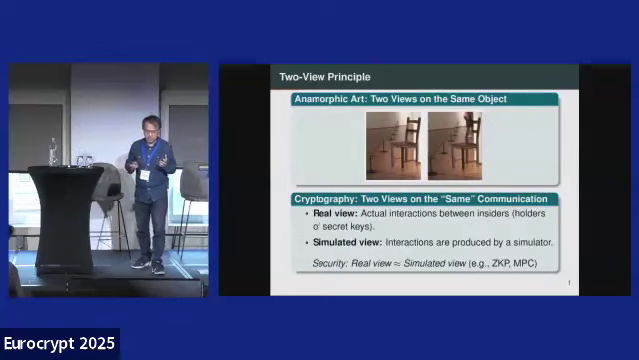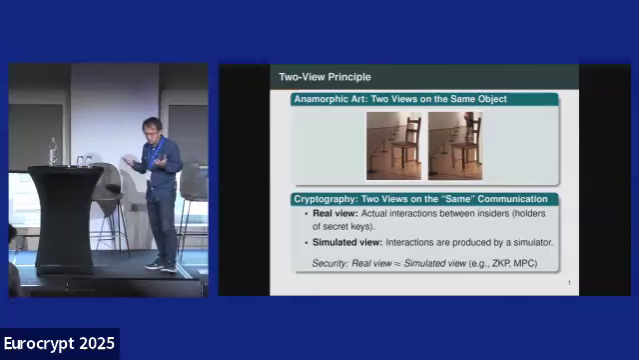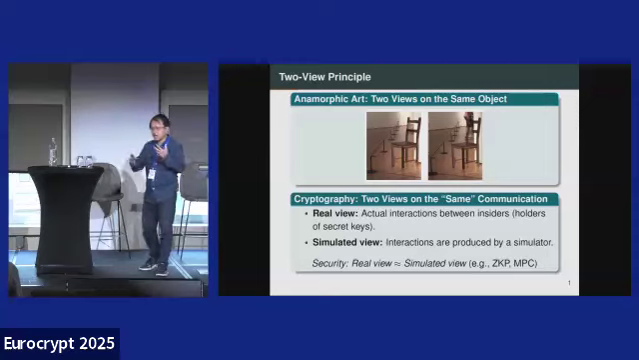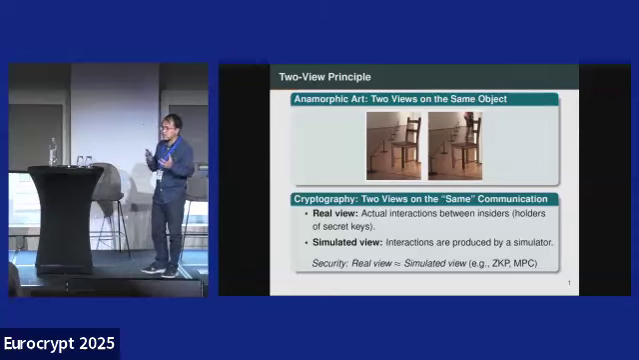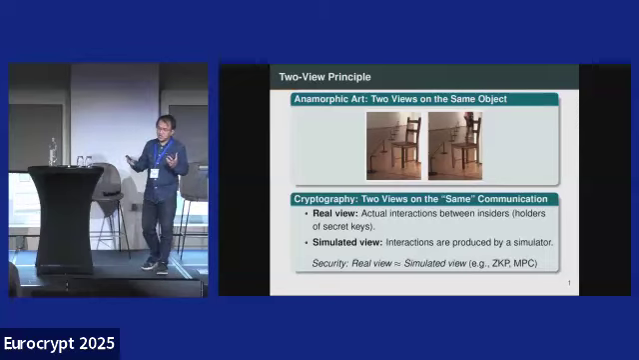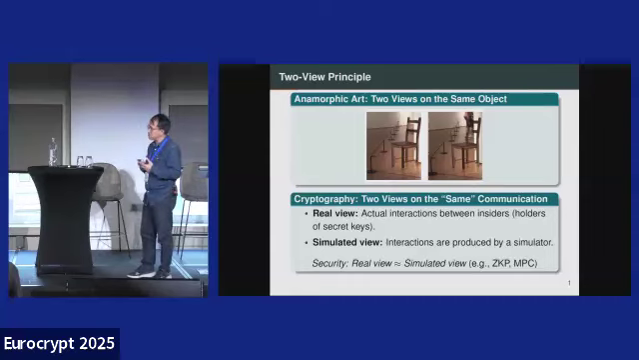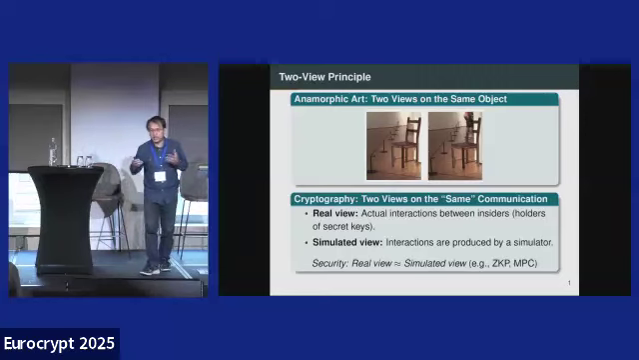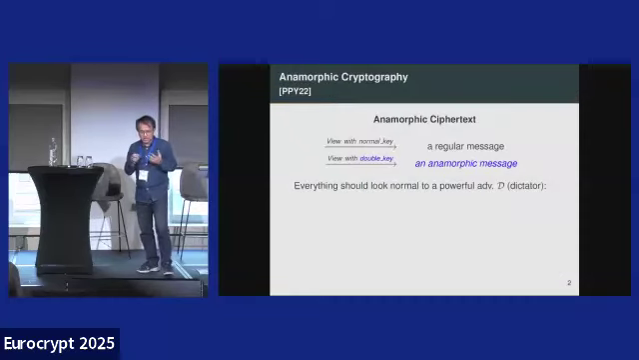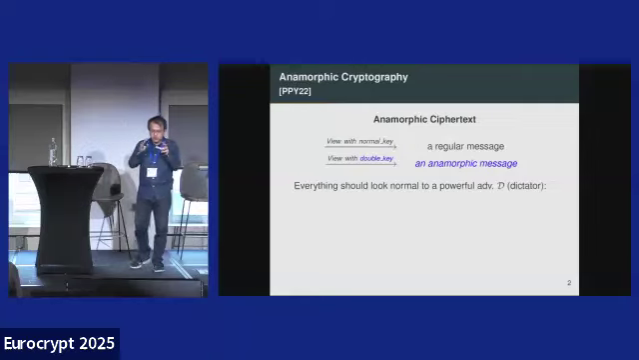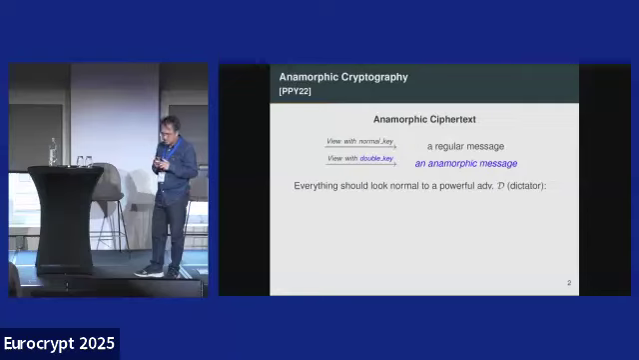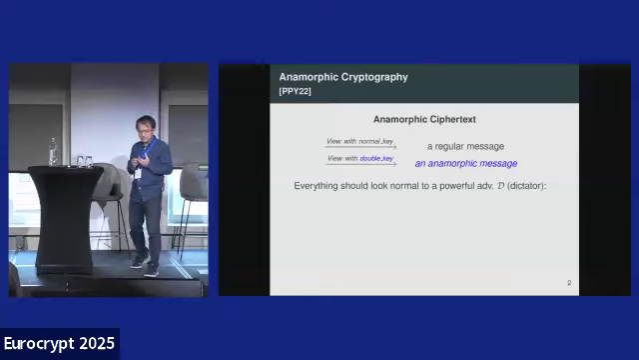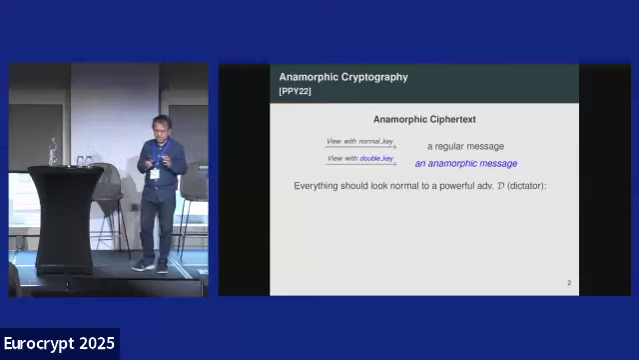The two-view principle is also used very much in cryptography, of course, in particular for security. You have a real view, which is the interaction between the insider party, and a simulated view, which is a communication simulated by an outsider simulator. We achieve security when we can show that the real view and the simulated view are indistinguishable. Anamorphic cryptography intuitively combines the two-view principle from anamorphic art and from cryptography to achieve both functionality and security. In terms of functionality, from one anamorphic ciphertext you can have two different views.